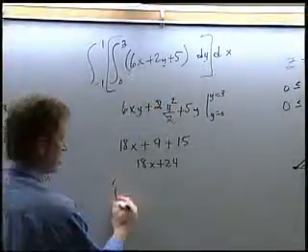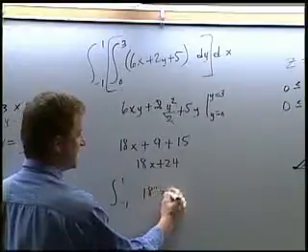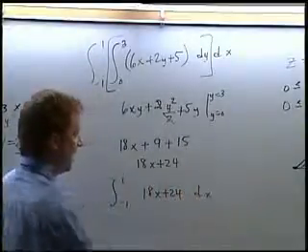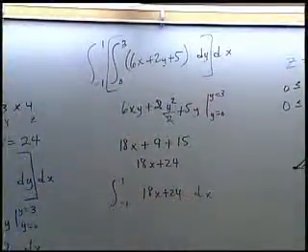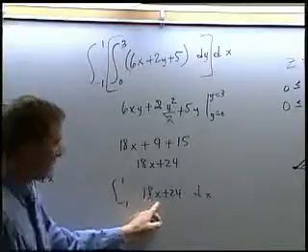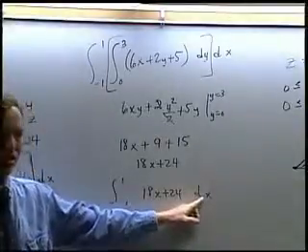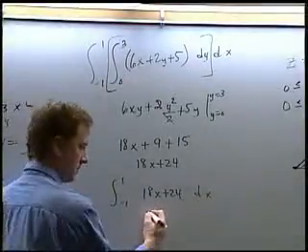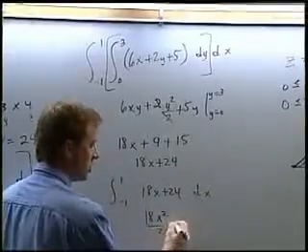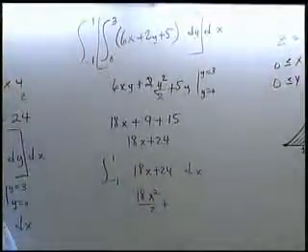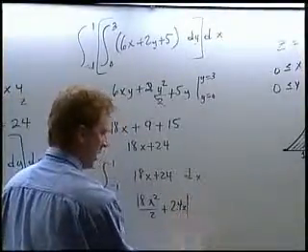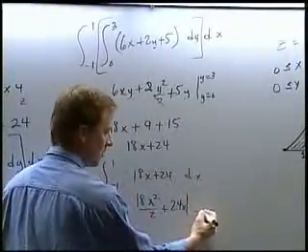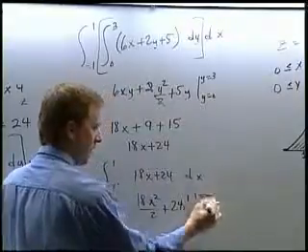Now 18x plus 24 is the next antiderivative that I need to take. Drop down the first integral, drop down the dx. Okay? Now I'm ready to go ahead and do this problem. What's the antiderivative of 18x, x being the variable? 18x squared over 2, antiderivative for 24, 24x. And I want to evaluate this from -1 to 1.